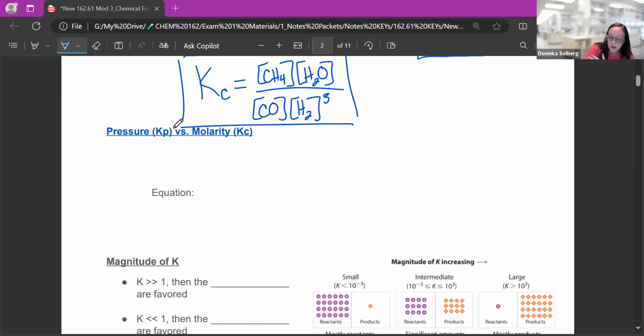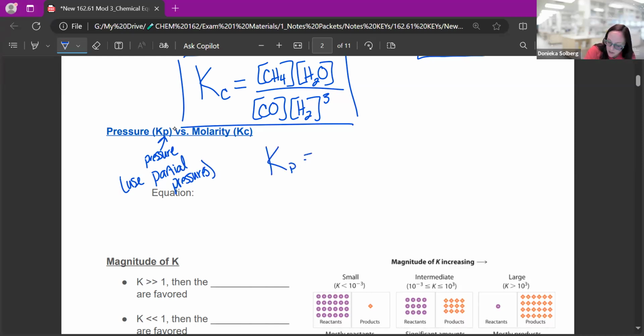So first of all, I'm going to show you how you would write a Kp expression. Again, very similar, but instead of using brackets, we're going to use partial pressures. So Kp, P stands for pressure. So in parentheses, I'm going to use partial pressures. Okay, so Kp looks like this.